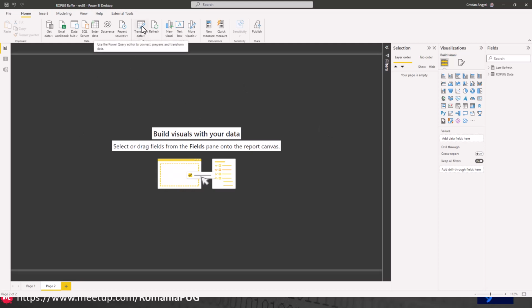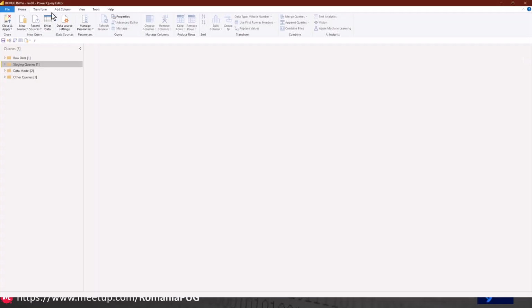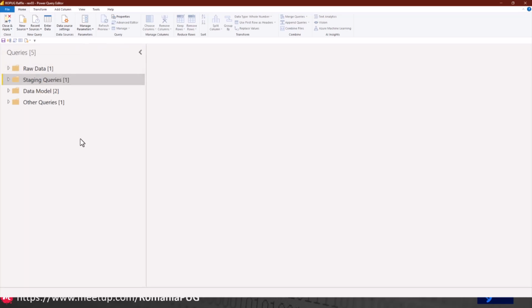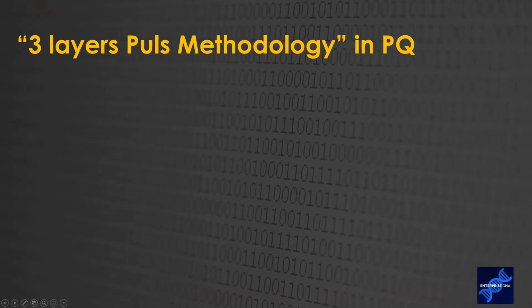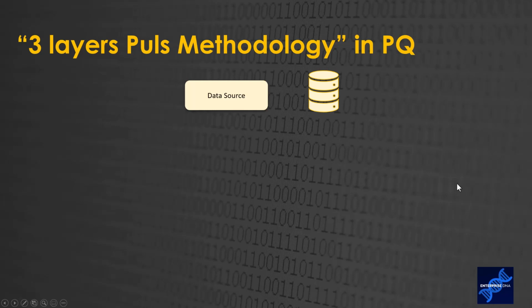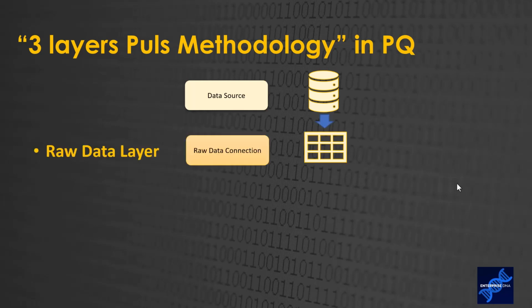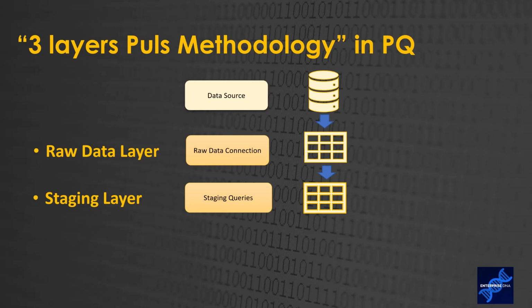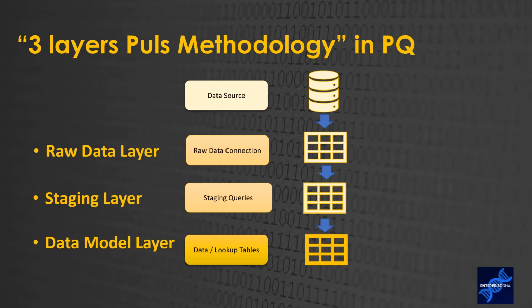By transforming data, we are opening the Power Query editor, and here I have everything prepared according to the best practice that I like to follow, the 3-layer pulse methodology, as I call it, where there is a single raw data connection query for each data source in Power Query, several staging queries that are not loaded in the model, and the 3rd layer is the data model layer, which is the actual tables that are loaded in the data model.